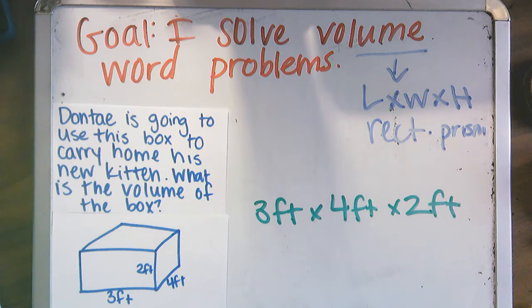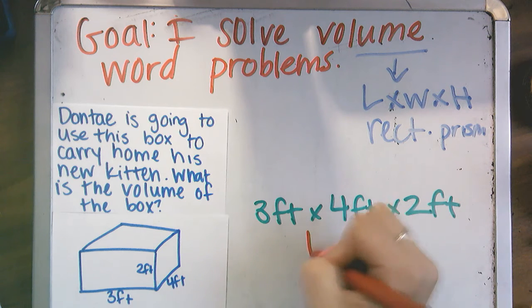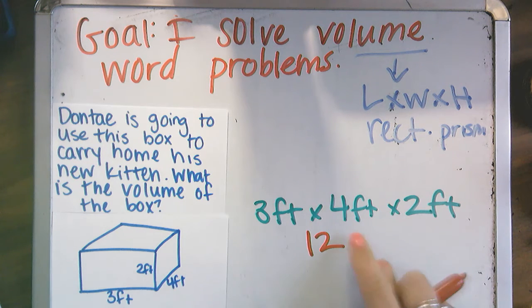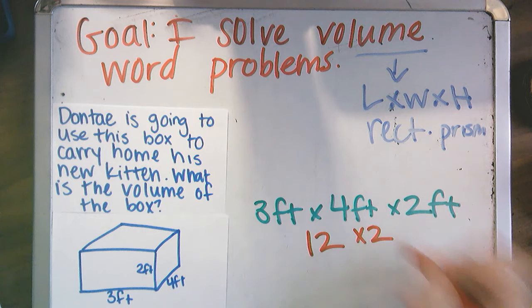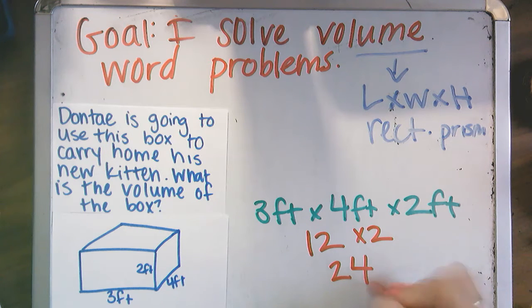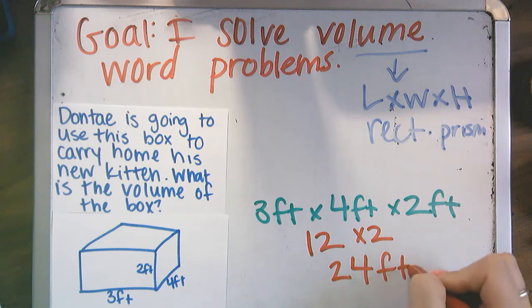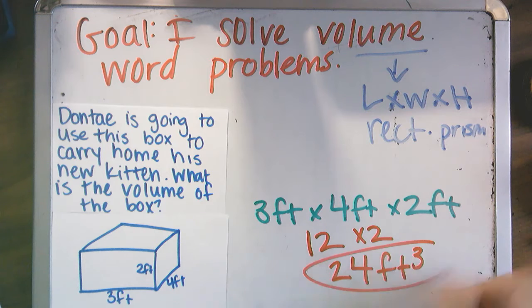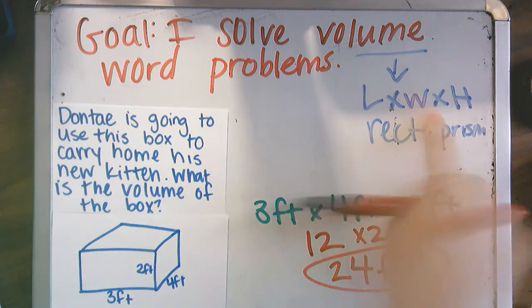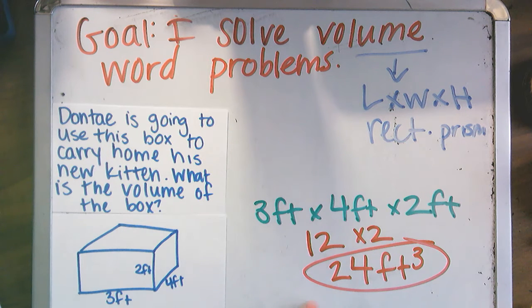So when I do this, I do 3 times 4, which is 12. Then I do 12 times 2, which is 24. So this would be 24 feet cubed. I would say that's probably big enough to carry a cat home in. It's also probably too big to carry. So we used our equation because this is a rectangle and we multiplied to find our answer.